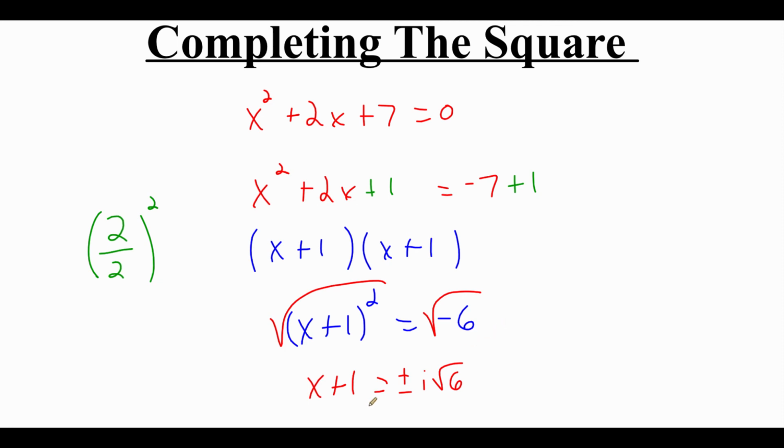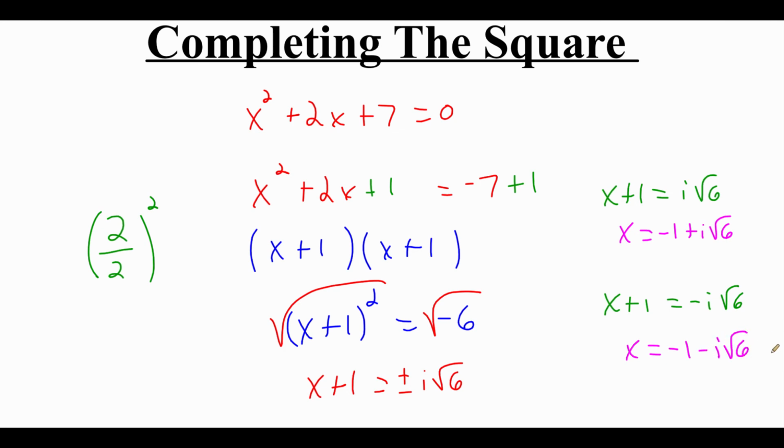Now again, I'm going to split up my equations. So I'm going to have x plus 1 equals the positive i root 6, and then I'm going to have x plus 1 equals the negative i root 6. If I subtract that 1 over in my first equation, I'm going to get x equals negative 1 plus i root 6. And if I subtract the 1 over in my second equation, I'm going to get x equals negative 1 minus i root 6. So those are my two answers this time.